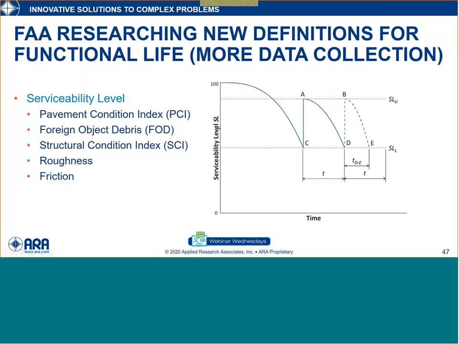So the FAA is going to be moving to a serviceability level concept to manage pavements, and that serviceability level index is going to have these subvariables: PCI, foreign object debris, structural condition index, roughness, and friction. And what I take out of that in terms of what that means to airport pavement management in the future is that there's probably going to be a need for a lot more data collection. If we're going to be managing our pavements not just to a PCI, but rather to a serviceability level, and that serviceability level is composed of all these variables, we're obviously going to need to track those over time as part of the pavement management program.